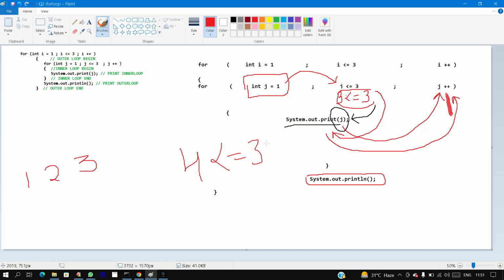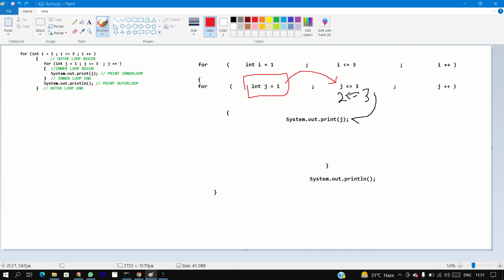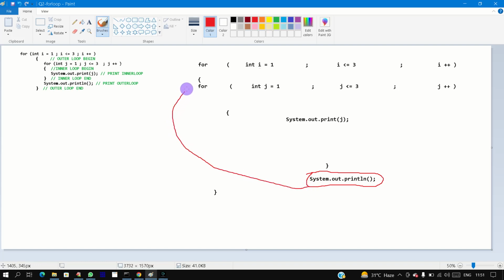Now the condition has become false, isn't it? If the condition is false, we will be coming out of the loop. It means we will be coming to system.out.println, which will be printing what the outer loop will be guiding to it.